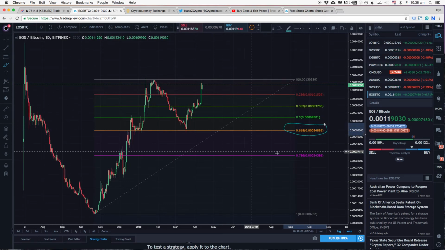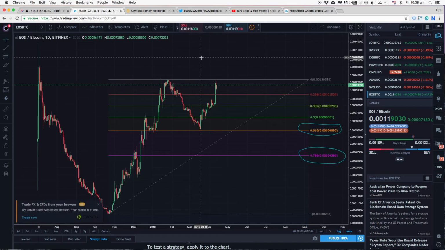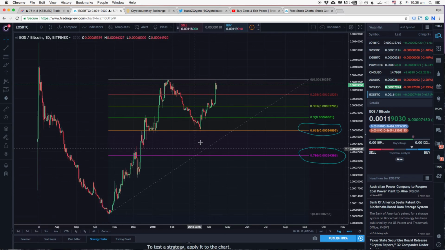So it was a successful trade because I bought EOS at the 0.618 level, and it shot up, right? And then I had another buy order right here, but it didn't crack down. It didn't go below. It started shooting right up here. And if you see the picture, look at that, how perfect it is.